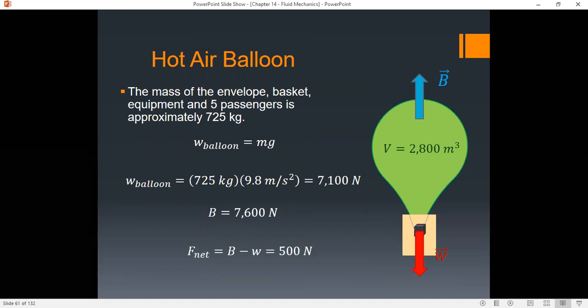And again, you think about this, the mass of the hot air balloon includes not only the volume of hot gas, which is in the nylon envelope, you also could put 5 passengers and other equipment. So if we subtract off the difference between the buoyant force and the weight, we get about 725 kilograms is what we can lift, or about a weight of 7,100 newtons.